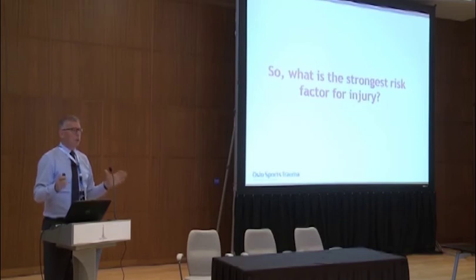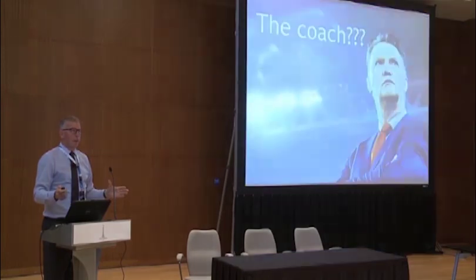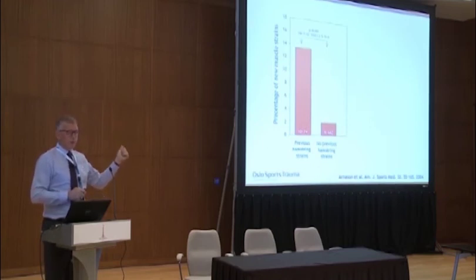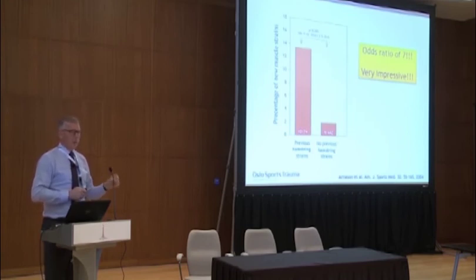So what is the strongest risk factor for injury? Some would say the coach. At least Manchester United fans would say that it's the coach. But you're absolutely right. The most consistent risk factor for injury is a history of the same injury, a previous injury. And this is just an example for hamstring strains. So data from Iceland by chance. But what this shows is that the odds ratio, if you have a history of a hamstring strain, your odds are 7 times greater. So that's a very impressive odds ratio.